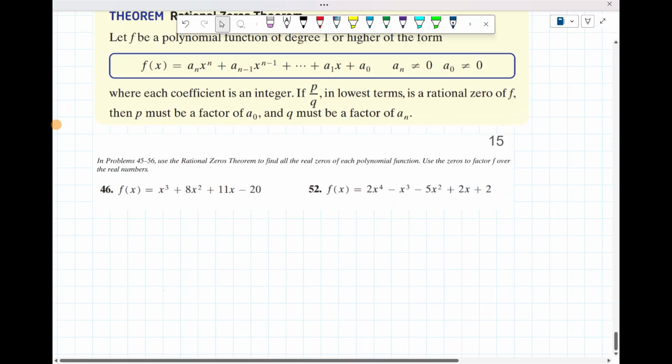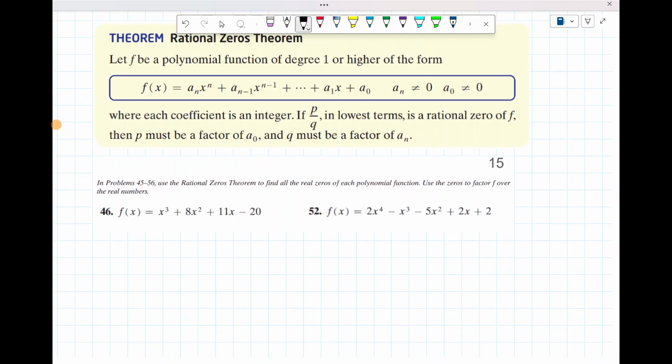First, we're going to start by finding p. Now, if we look at our Rational Zeros Theorem, it says that if p over q in lowest terms is a rational zero of f, then p must be a factor of a sub zero. That's the constant term. That would be this term right here. And q must be a factor of a sub n. That's going to be the leading coefficient. So that's going to be right here. So our fraction has to be basically some factor of 2 divided by another factor of 2. All right, so what is that going to look like?